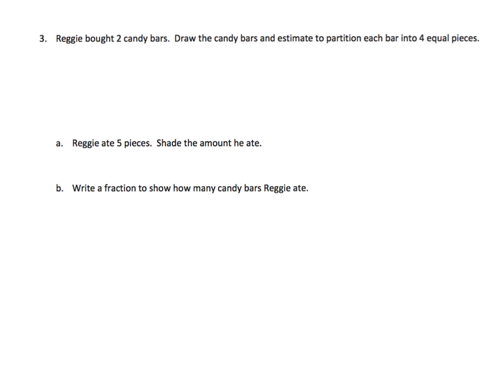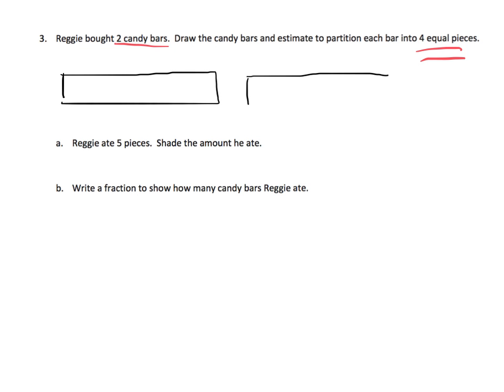And then our last slide for this video. Reggie bought 2 candy bars. Draw the candy bars and estimate to partition each bar into 4 equal pieces. Okay, well, let's start with that. So we're going to draw 2 identical candy bars as best as I can. There. And we're going to cut each of those into 4 equal pieces because the directions said so. So there we go.